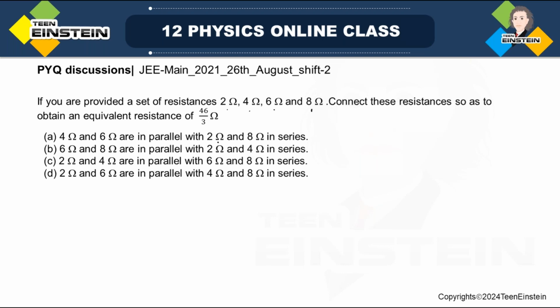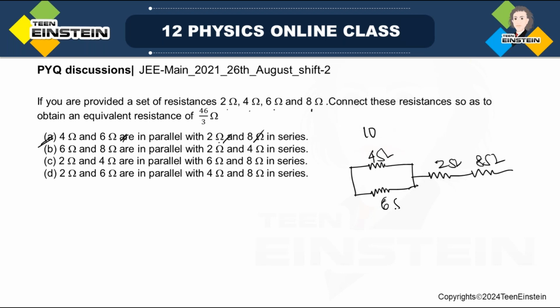Let us see, in series connection we know this will be 10 for the first option. Let us just verify, that's all. And this is in parallel, these are in parallel with this in series. That means this is 2 ohm, this is 8 ohm, this is 4 ohm, and this is 6 ohm. We'll verify each of the options, then we'll get it.